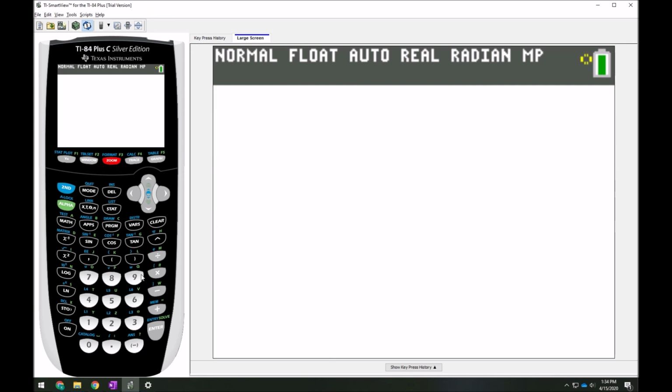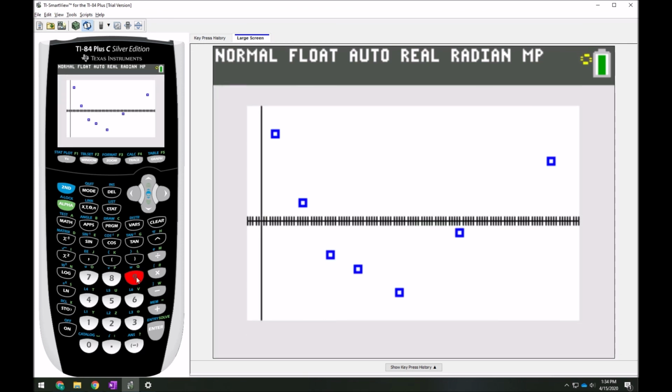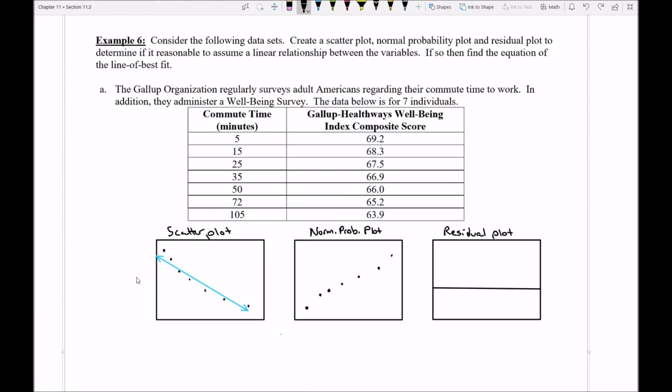Okay, so if I hit my zoom and my 9, I get a picture that looks like this. If I was to go ahead and sketch that, that means I get something that looks like this, this, this, this, something over here, and over there. So I want to go through each of these pictures to see if it is, again, reasonable to assume a linear relationship between the variables. In the scatter diagram, I'm looking to see if the data looks roughly linear and has no outliers.